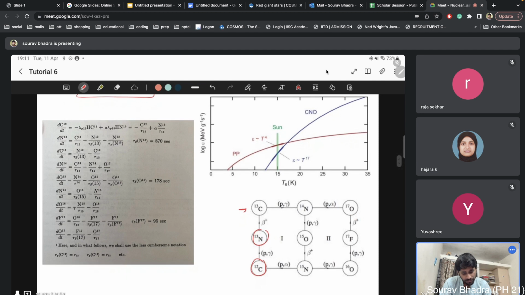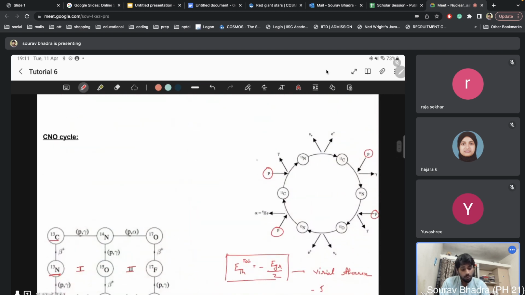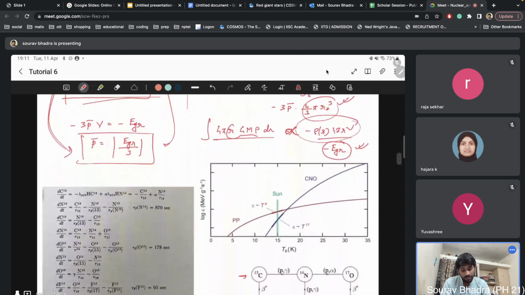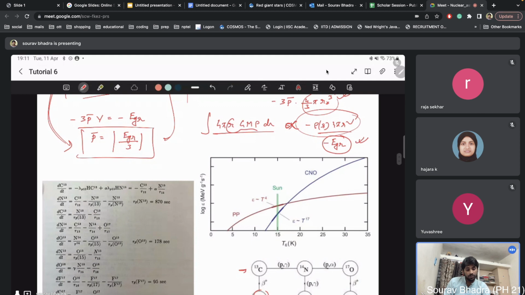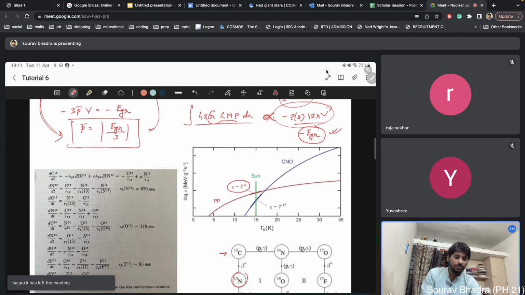Okay, and another thing you can ask: I have told you, remember that in the CNO cycle itself, 4 protons are participating and they can also create a helium. So this is the thing which tells you the temperature dependency of the CNO reaction and PP reaction. So for the PP reaction, the reaction rate goes as T to the power 4.